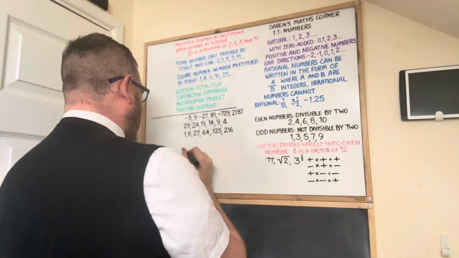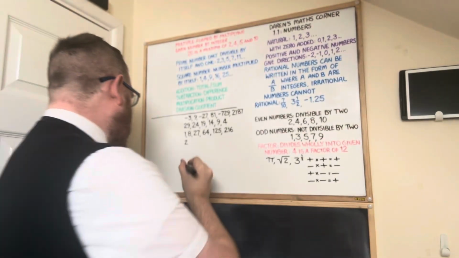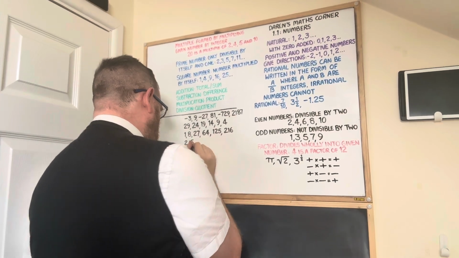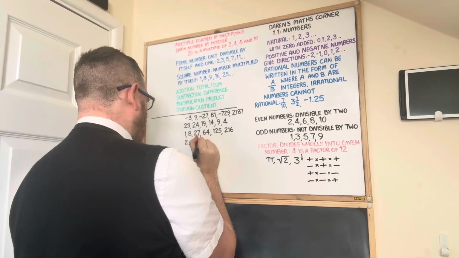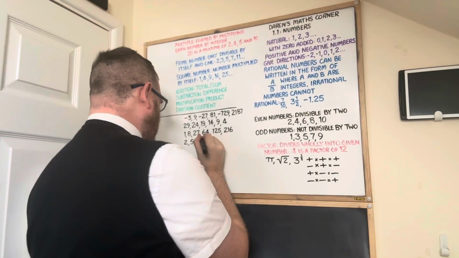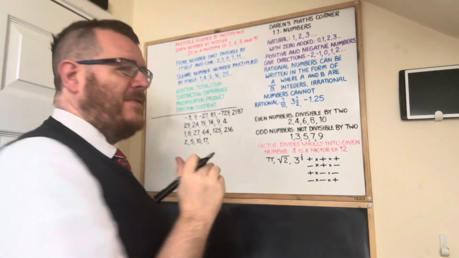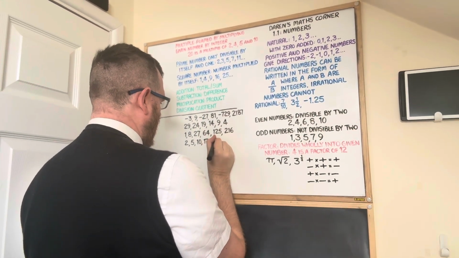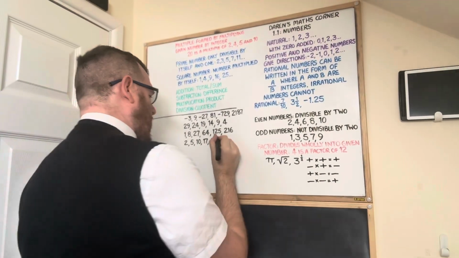So 1 squared add 1 is 2. 2 squared is 4 plus 1 is 5. 3 squared is 9, add 1 is 10. 4 squared is 16, add 1 is 17. 5 squared is 25, add 1 is 26. And 6 squared is 36, add 1 is 37.